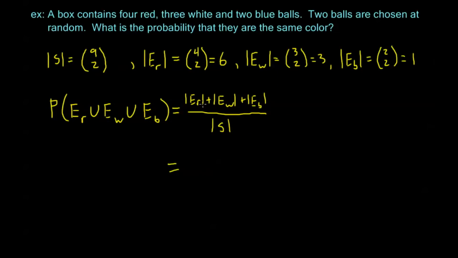So writing this in, I have E sub r was 6, E sub w was 3, E sub b was 1, and my order of S is 9 choose 2. And I'll let you work out this calculation, but over here I get a total of 10 on the top. My 9 choose 2 should be 36. This is going to give me 5 over 18. So the probability that the 2 balls I choose are the same color, no matter what that color is, is 5 out of 18. Alright, so this is the choosing marbles type of problem.